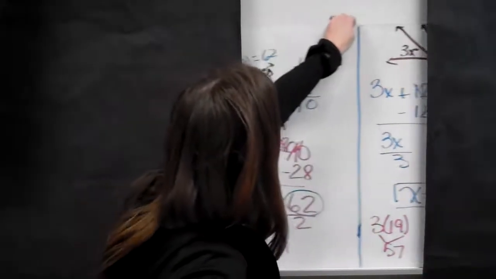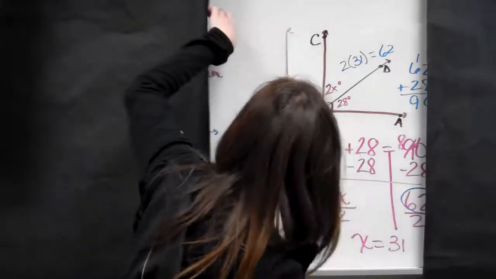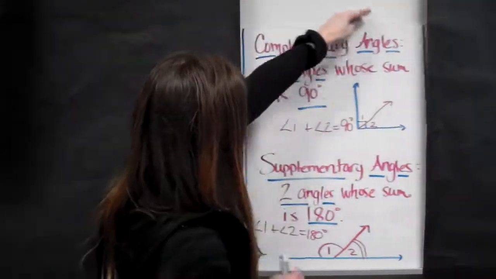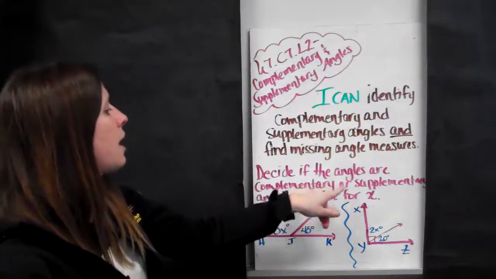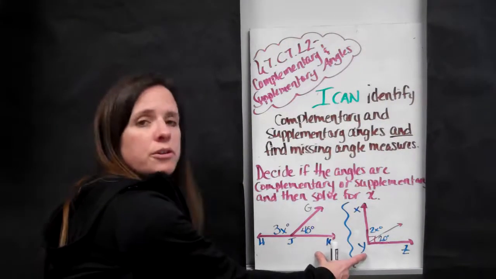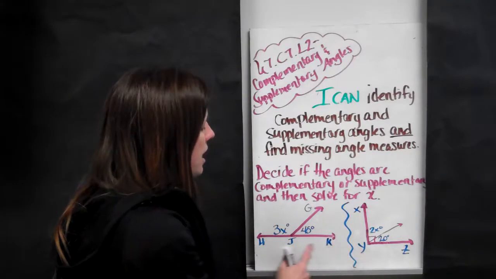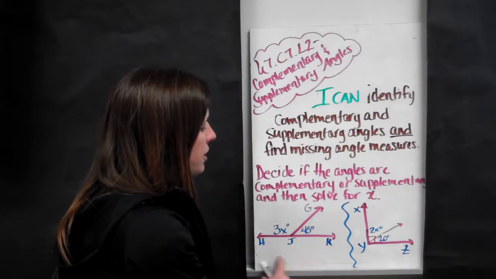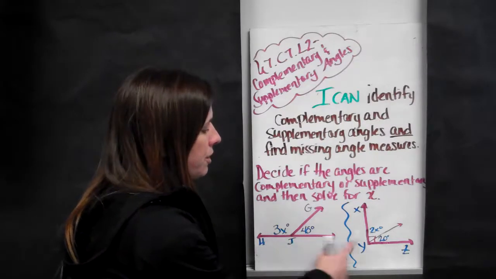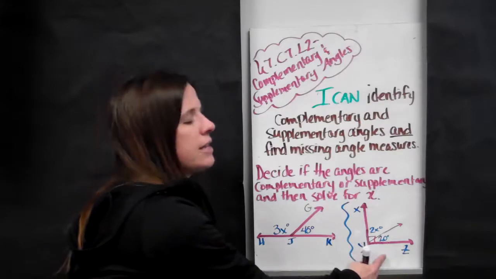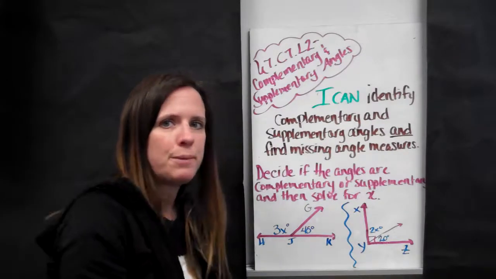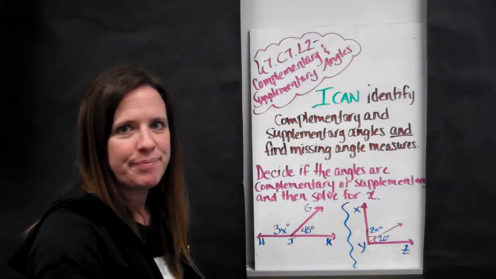All right, so we want you to try a couple similar problems. Your first step is going to decide if the angles are complementary or supplementary. So you'll copy these two pictures and look at them and decide if you have a complementary angle here or a supplementary angle, same here. And then solve for x. So if you have complementary, you set it equal to 90. If you have supplementary, you set it equal to 180. Good luck.